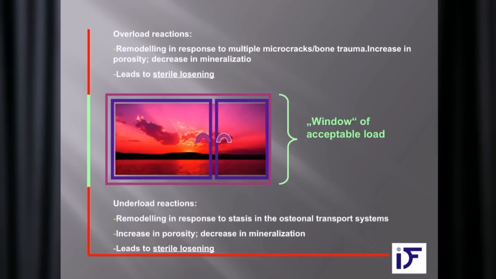remodeling takes place as a response to the multiple microcracks, to the multiple bone trauma. It leads usually to sterile loosening, because, of course, if the bone fractures or if the implant becomes mobile, there are no bacteria connected to this, because it's a sterile situation. It takes place inside the bone.